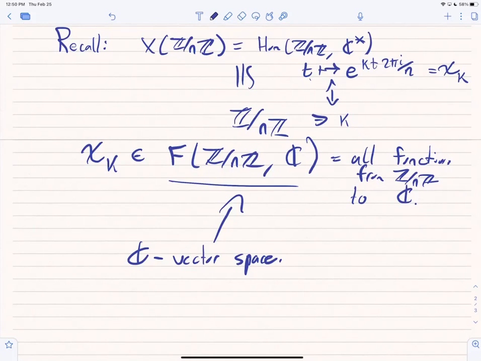Oh, maybe someone wrote in the chat. Sorry, I realized I didn't open it. Thank you. Yes, the dimension is n. So this is n dimensional. Can someone give me a simple basis for this complex vector space?